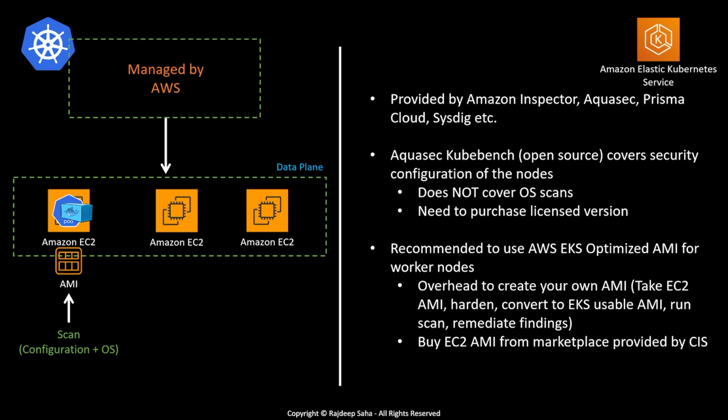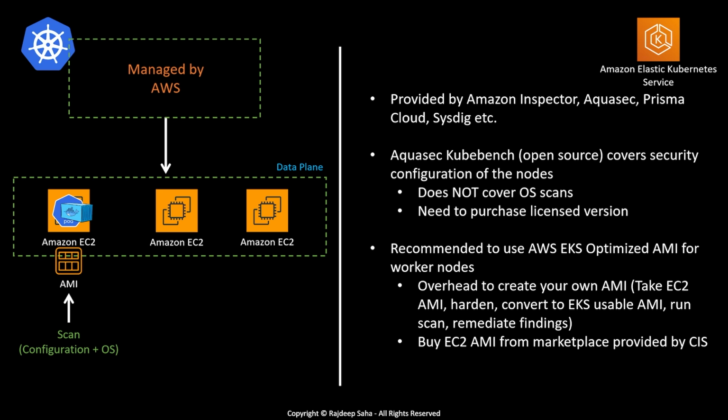But there is little overhead on that. So you have to take an EC2 AMI. You always start with the basic EC2 AMI. You harden it, so basically remove unnecessary packages. Then you need to convert that EC2 AMI to an EKS worker node usable AMI. So you cannot really use a vanilla EC2 AMI in EKS. And then on that EKS usable AMI, you need to run a scan, and then you need to remediate findings.